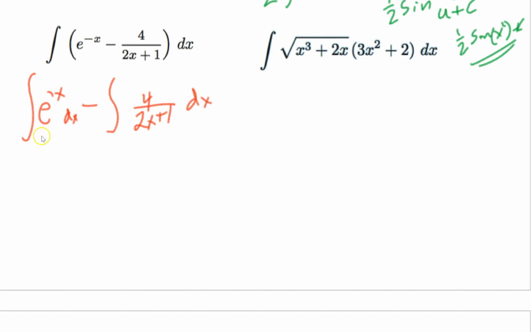This is actually reverse chain rule again. Integral of the outside is e, leave the inside alone, divide by the derivative of the inside. The derivative of that is -1, so 1 over -1.